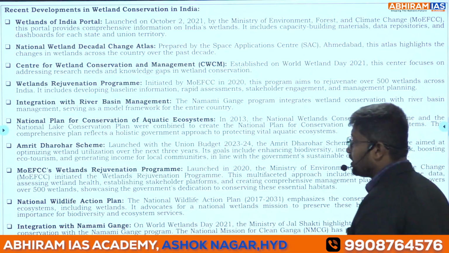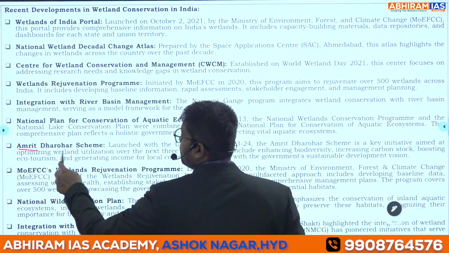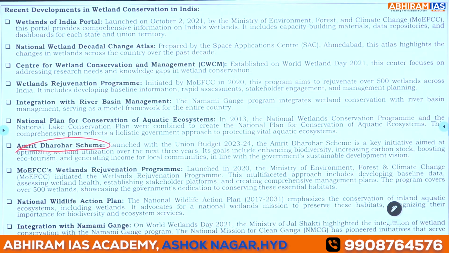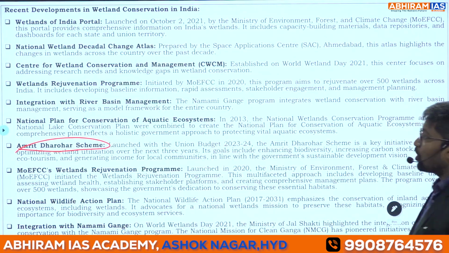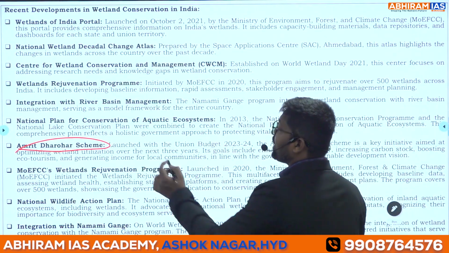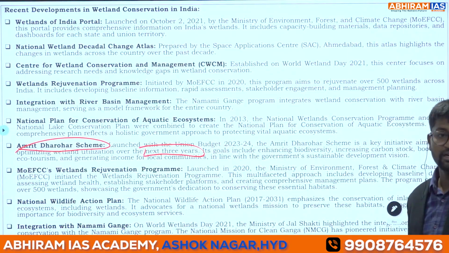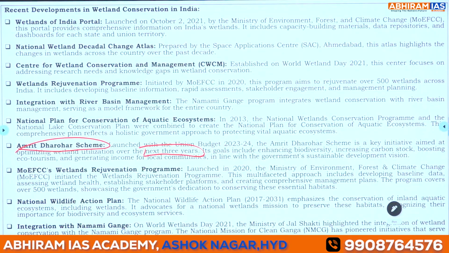Most important of all is Amrit Dharohar scheme. Amrit Dharohar scheme is a key initiative aimed at optimizing wetland utilization over the next 3 years. Under it, 2023 to 2026, 3 years. Tomorrow they might ask that it is for next 5 years. Do you understand how the question is asked? So not next 3 years, but next 5 years. Okay.